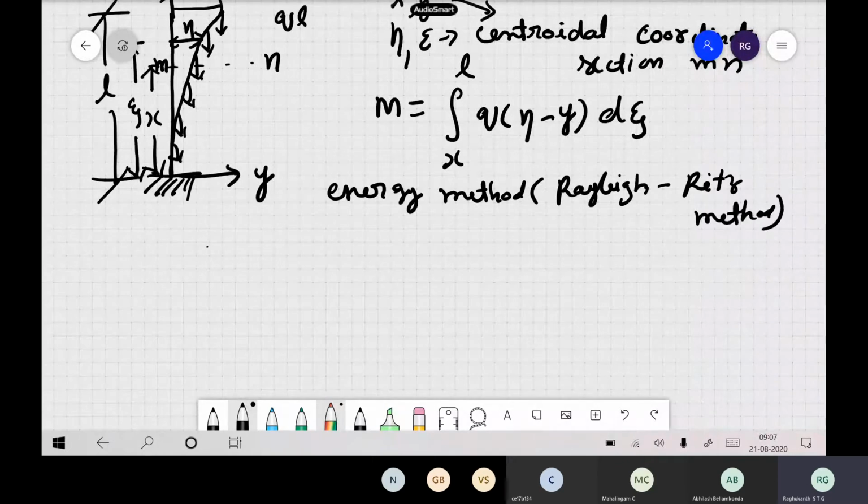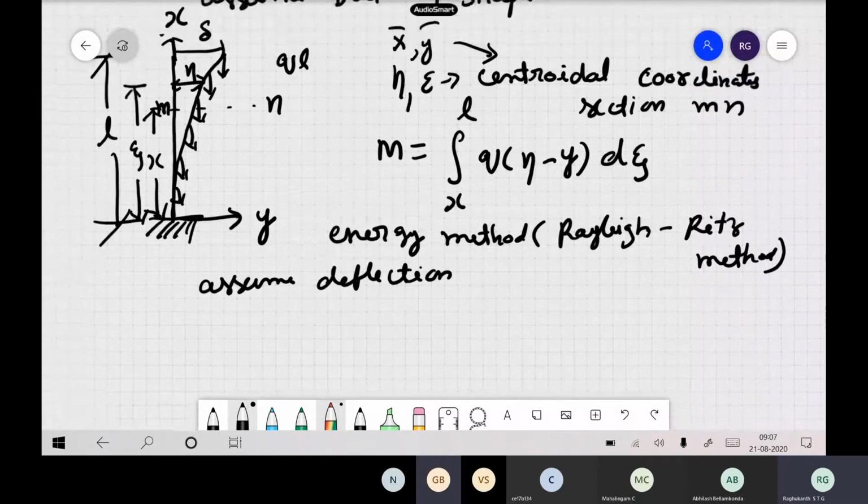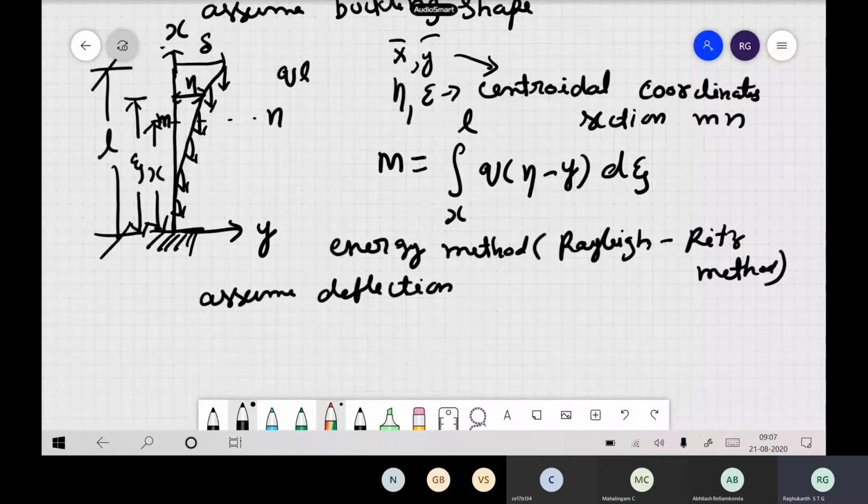Now you see you have to assume the displacement, the deflection profile. Eta is the x coordinate in the centroidal axes, but we are subtracting from y, so it is eta minus y, right? So this is y. I am writing the bending moment at this section, M. Is it clear?